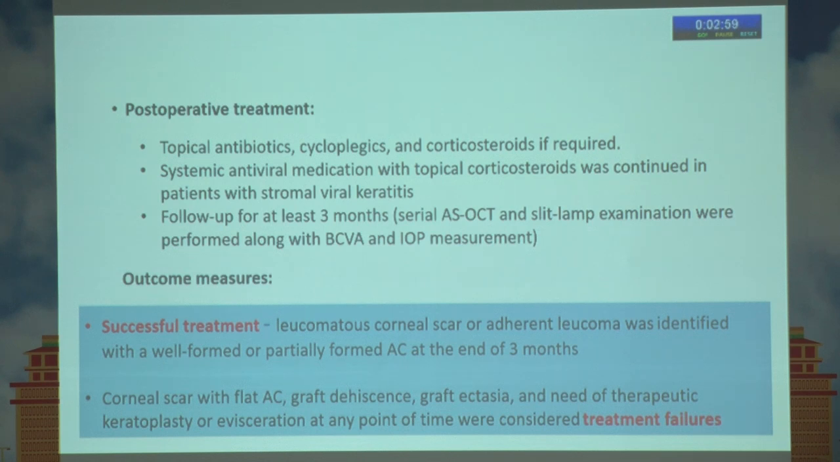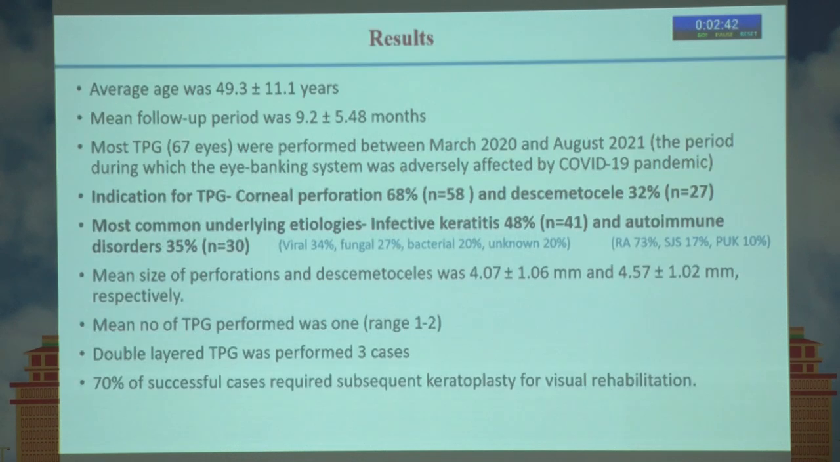Outcome measures: formation of leukomatous corneal scar or reddened leukoma with well-formed or partially formed AC at the end of 3 months was considered successful treatment, while corneal scar with flat AC, graft dehiscence, graft ectasia, need of therapeutic PK or evisceration at any point of the study was considered treatment failure.